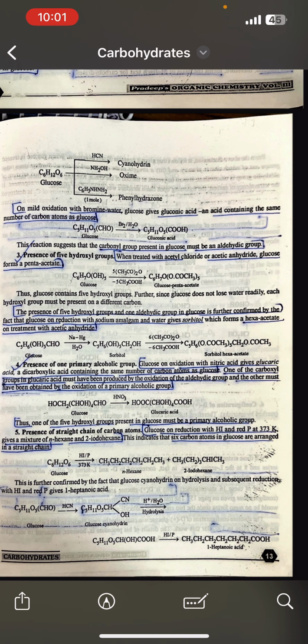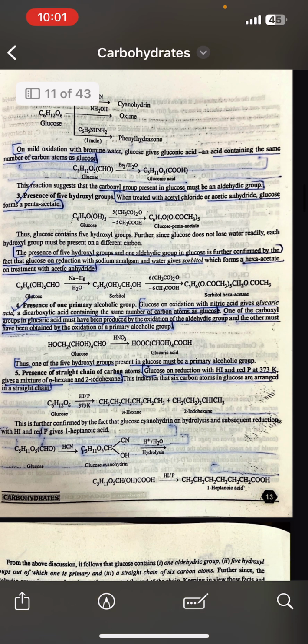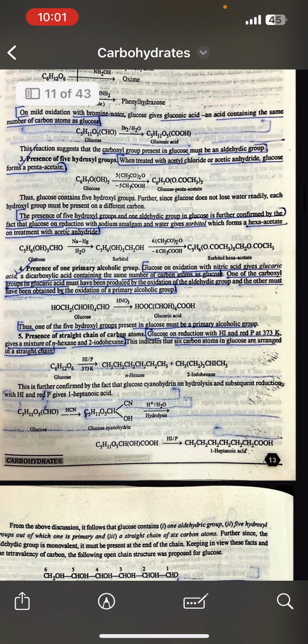Presence of one primary alcoholic group is shown by oxidation with nitric acid, which gives glucaric acid, that is, a dicarboxylic acid containing the same number of carbons as glucose. One of the carboxyl groups in glucaric acid must have been produced by the oxidation of the aldehyde group, and the other must have been obtained by oxidation of a primary alcoholic group. Thus, one of the hydroxyl groups present in glucose must be a primary alcoholic group.